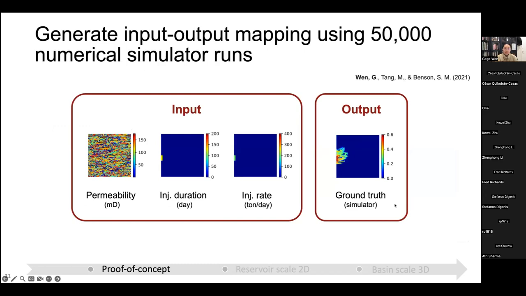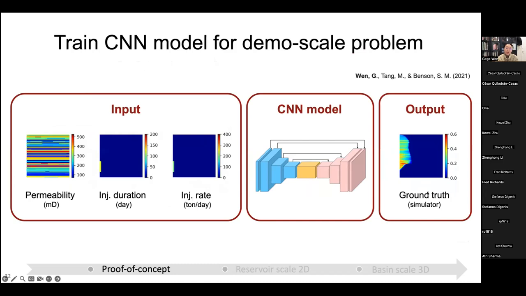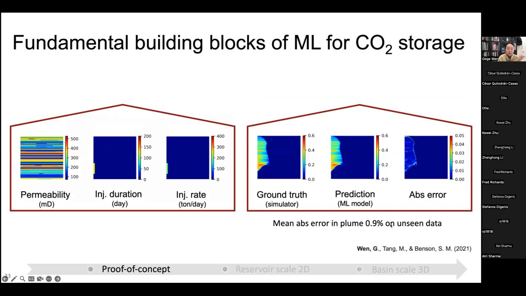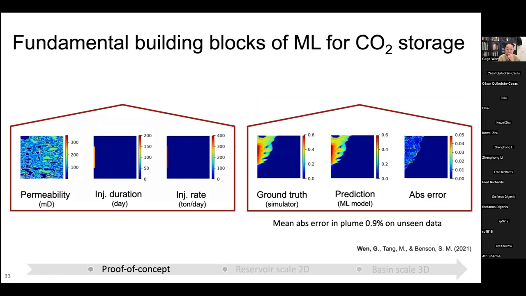We designed this demo scale reservoir that is highly heterogeneous, and we chose different places where we want to inject CO2, and we chose different rates at which we inject CO2. And we ran numerical simulations and collected this data set with 50,000 numerical simulation runs with very different plume shapes. And then we trained this CNN model for this demo scale problem that maps the input into the output. So we were able to get really high quality results, and that really motivated our later research.